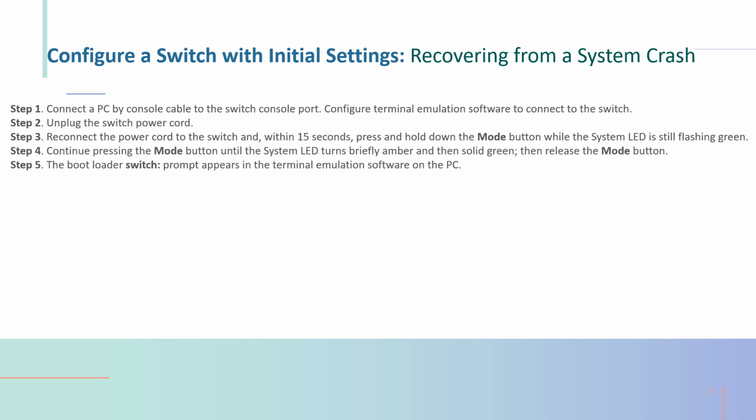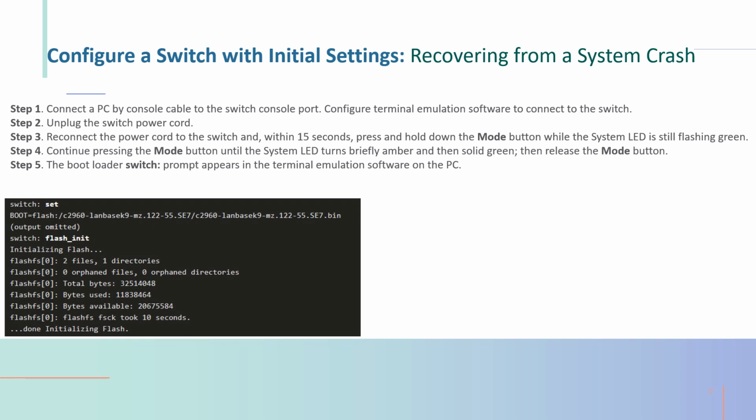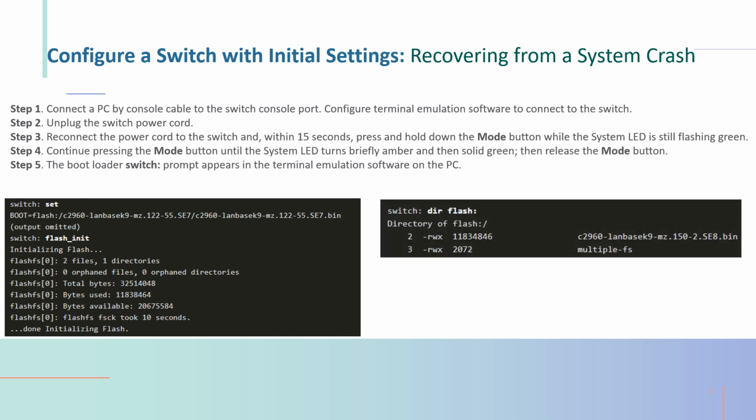By default, the switch attempts to automatically boot by using information in the boot environment variable. To view the path of the switch boot environment variable, you have to type the set command. And then you have to initialize the flash file system using the flash_init command to view the current files in the flash, as it is shown here in this output. After flash has finished initializing, you can enter the dir flash: command to view the directories and files in flash, as it is shown in this output.